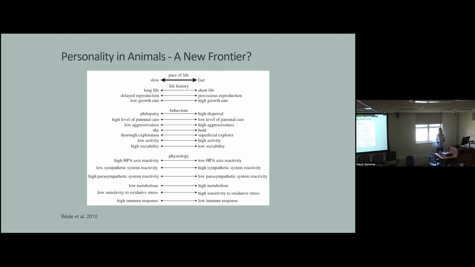But these individuals also have some physiological characteristics that are interconnected to this way of behaving. There is a different type of reactivity in their nervous system. It is how fast their metabolism is. So an individual on a fast pace of life will have a fast metabolism. They will be more sensitive to oxidative stress and have a low immune response. And then in terms of life history traits, it's pretty intuitive that these individuals will grow fast, will reproduce early in age, and will probably have a shorter life.